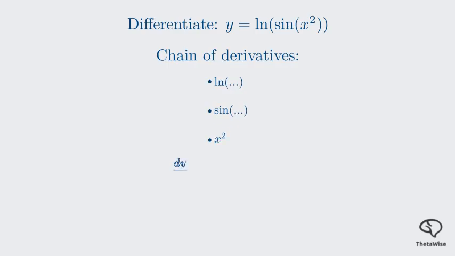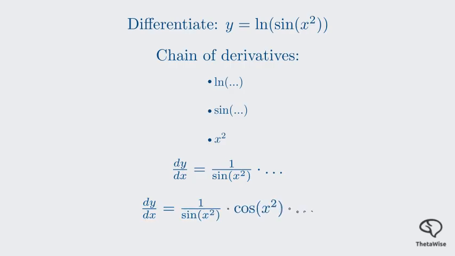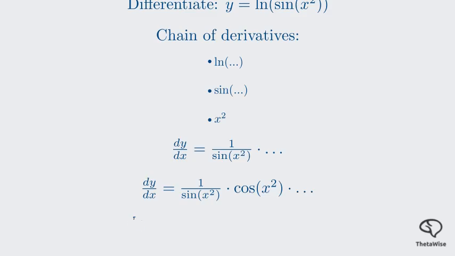The process can be visualized as a series of nested operations. First, the derivative of the natural logarithm. The derivative of ln of something is 1 over that something. So we have 1 over sine of x squared. Next, we move to the next layer in, the sine function. The derivative of sine of something is cosine of that same something. So we multiply by cosine of x squared. Finally, we reach the innermost layer, x squared. The derivative of x squared is 2x.